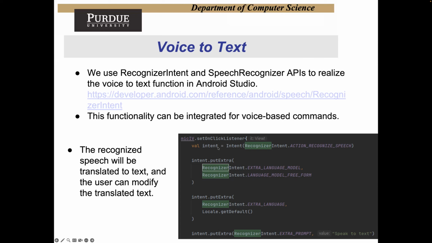We first create the intent, and then we set the model for the human speech translation. The recognized speech will be translated to text in English, and the user can also modify the translated text in our app.